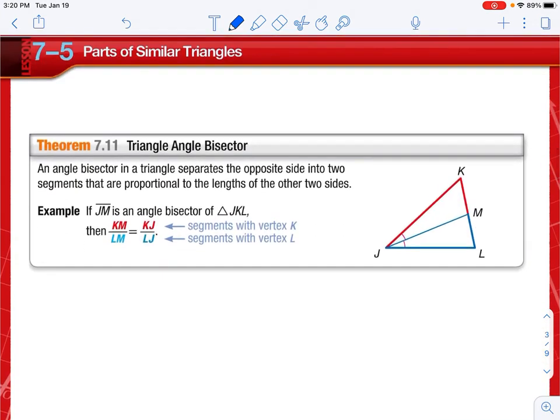Now here's our third theorem, the triangle angle bisector theorem. An angle bisector in a triangle separates the opposite side into 2 segments that are proportional to the lengths of the other 2 sides. So now we can set up a proportion with these guys over the other 2 sides. So you can set up a proportion within one triangle if you have an angle bisector in your triangle.